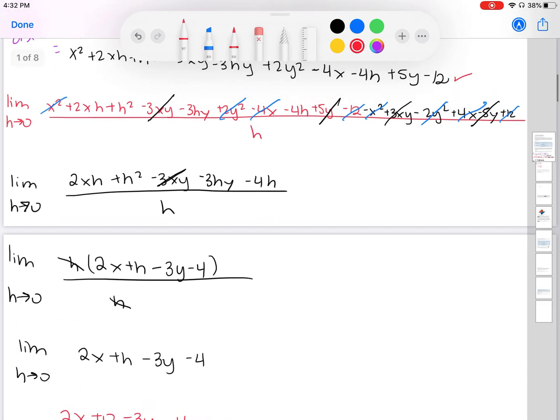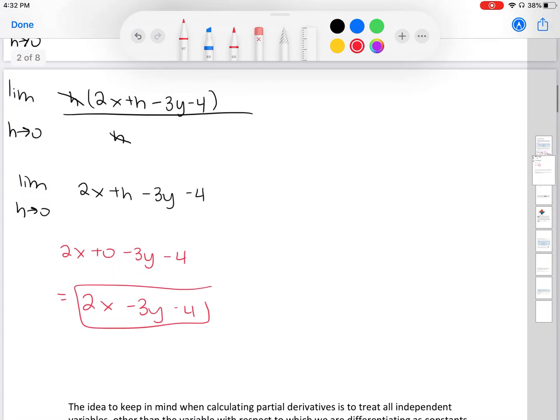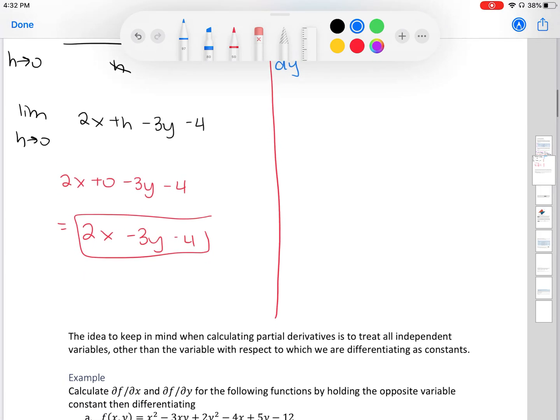Now, for the sake of not making this video too lengthy, I'm going to ask that you go ahead and try to find that partial derivative with respect to y. So you go ahead and calculate df comma dy. And your answer should be negative 3x plus 4y plus 5.